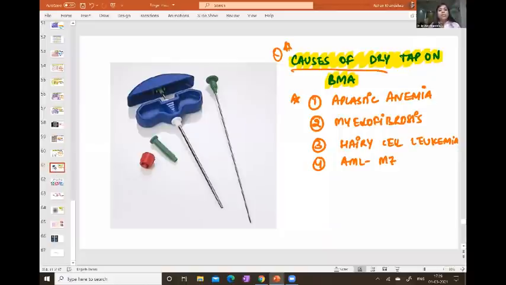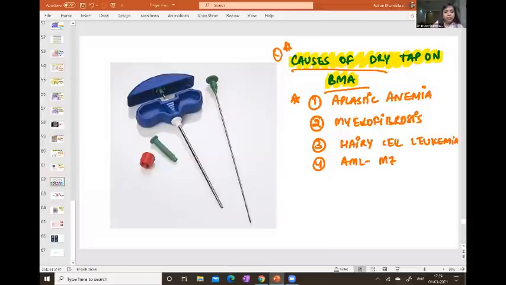We see it in aplastic anemia, myelofibrosis. Why in aplastic anemia? There is nothing in the bone marrow. There is fat, not many cellular foci, right? Myelofibrosis, the bone marrow is full of fibers, so nothing will come out. Hairy cell leukemia, why? Because of myelofibrosis only. And then AML M7, acute megakaryoblastic leukemia, why? Because this also shows myelofibrosis, right?